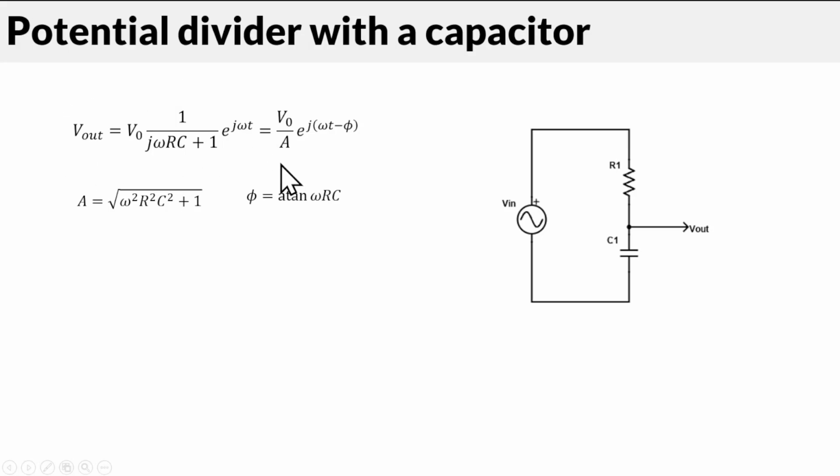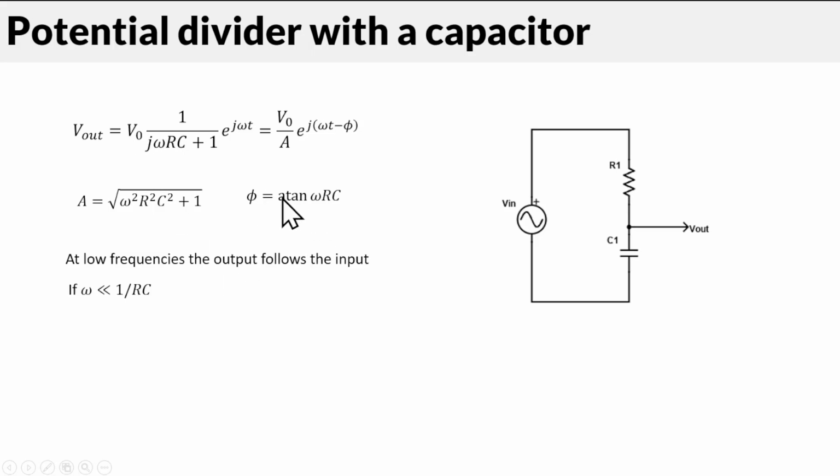I've written out the output voltage here in two different ways. We've got A and we've got our phi. So let's look at it in some different settings. First of all, let's look at low frequencies. At low frequencies, omega is going to be a lot less than 1 over RC, which of course means that the first term in our A is going to be a lot less than 1. And so essentially, if this gets small enough, A is going to reduce to just 1, and we're going to have V0 over 1. So the amplitude will be the same as the input amplitude.